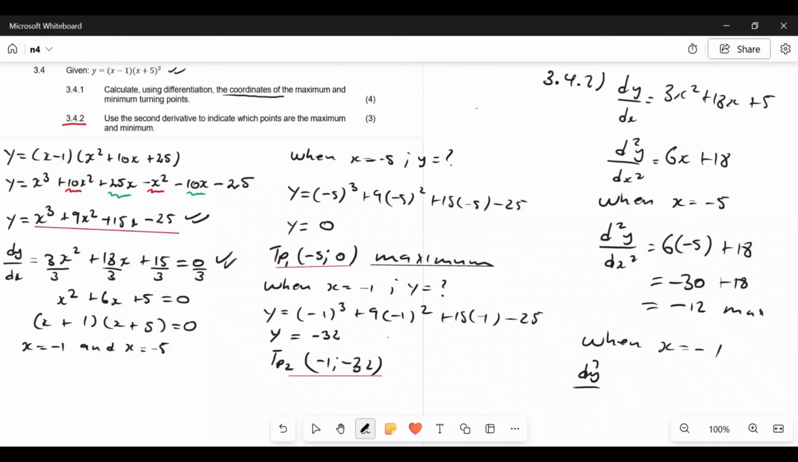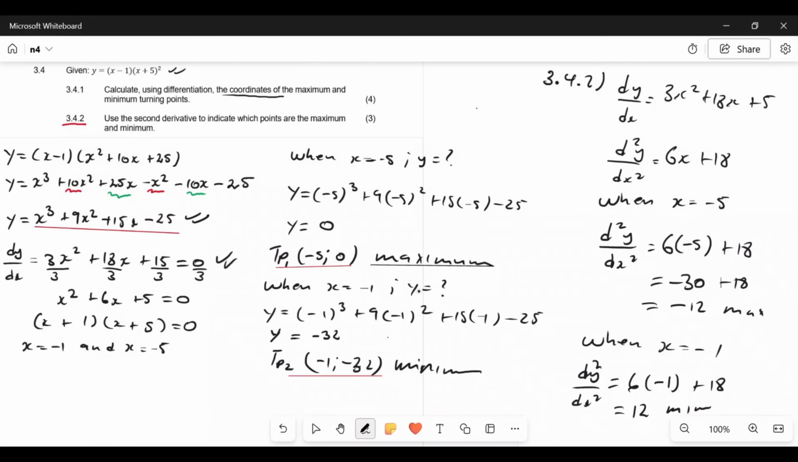So d squared y over dx squared is going to be 6. Instead of inserting -5 this time around, we insert -1, plus 18. So here, this is going to give us +12. So this here is going to be minimum. So meaning this turning point here is going to be minimum. There we go. So guys, this is how you establish between the two.